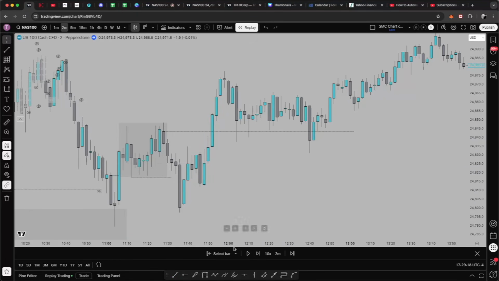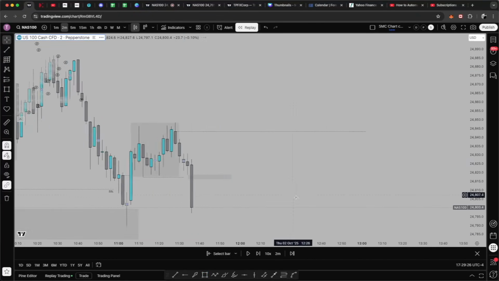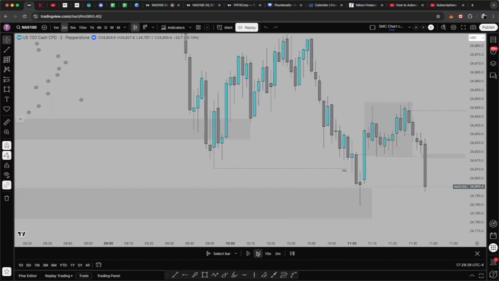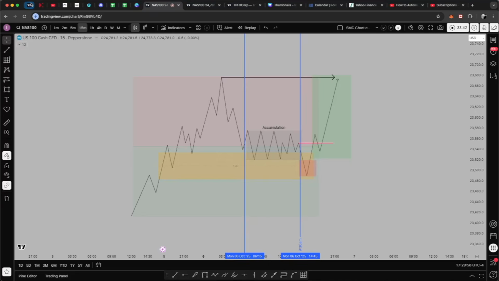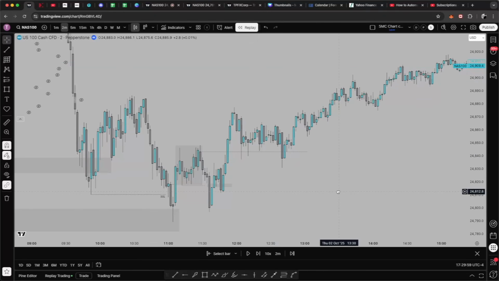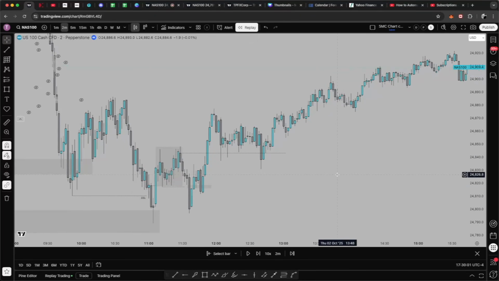So ICT has a type of entry model which is called inversion fair value gap. You can use the last bearish fair value gap right here. For some reason, it's not letting me play. Hold on. It's not letting me play it. But anyways, I think it's a problem with my internet.